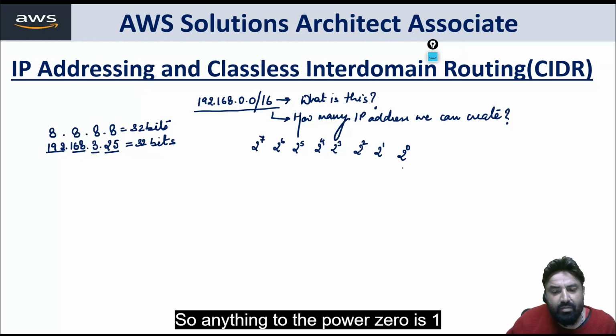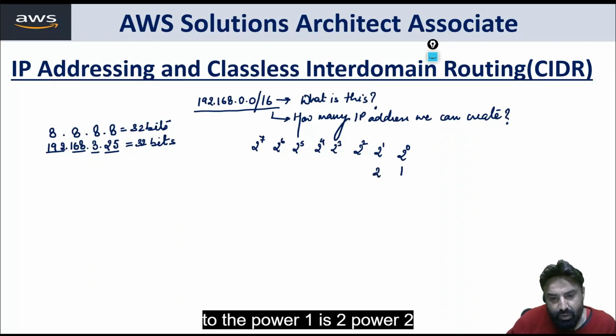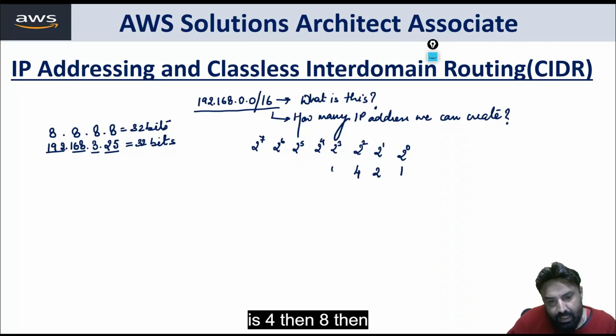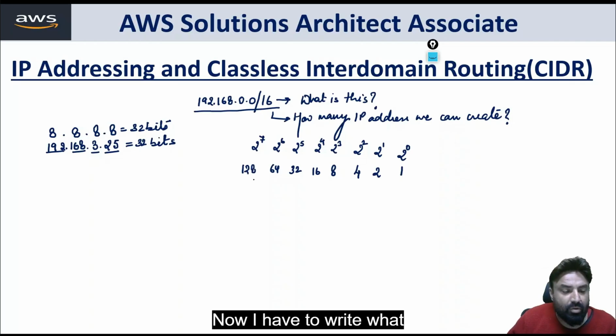Anything to the power 0 is 1. 2 to the power 1 is 2. Power 2 is 4. Then 8, then 16, and then 32. And 2 to the power 6 is 64, and then 128.